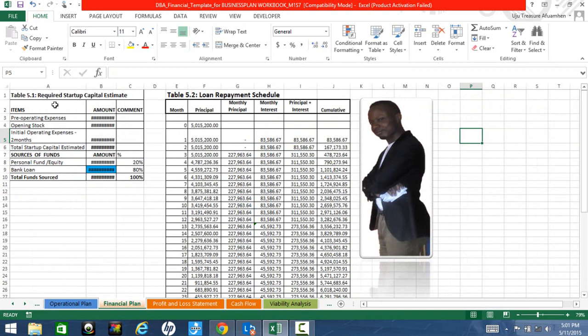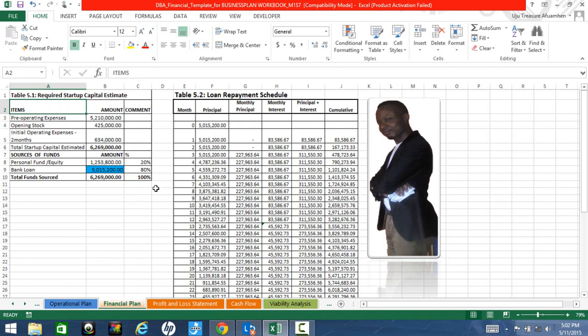we have a table called required startup capital estimates. Then we have another table for the loan repayment schedule. Let's begin by first discussing the required startup capital estimate. This pound symbol is appearing because this cell is not large enough, so let's adjust this. Okay, good. Now, how did we arrive at this?